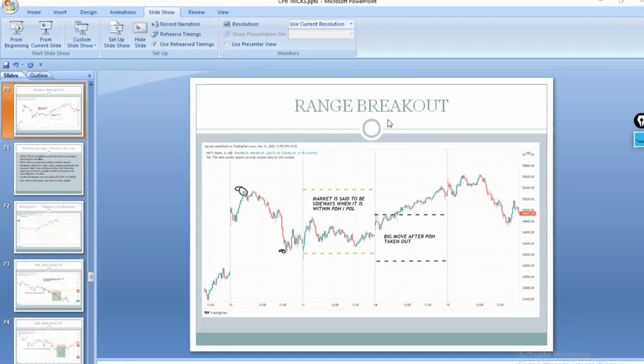In this session, you are going to learn an exclusive strategy, which is basically breakout trading and range breakout trading, right? And in which we are talking mostly about a bigger range which is being taken out in the market. Let's have a look at this particular image.